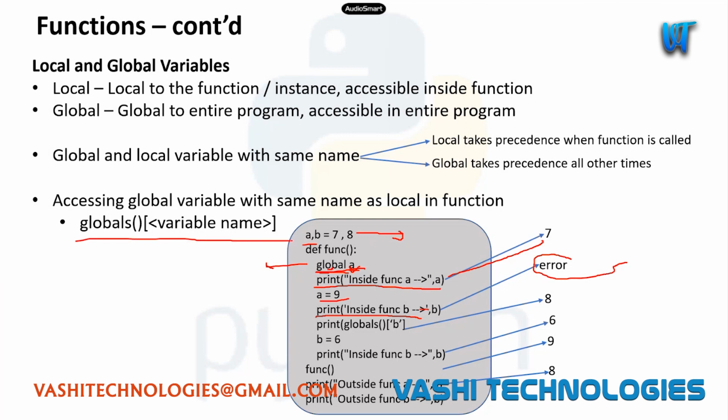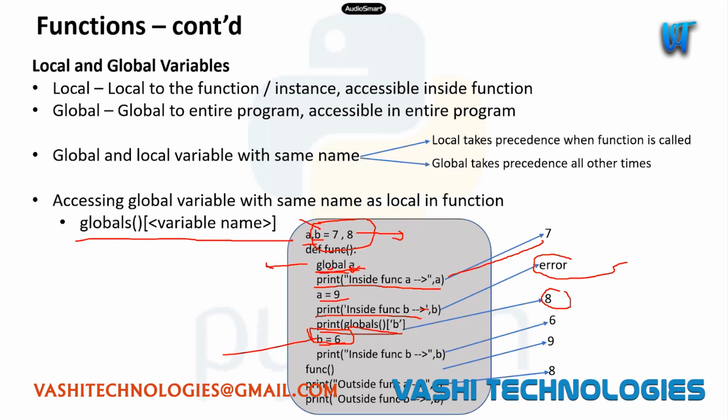And for accessing any global variable, you can use this syntax: globals of variable name. If you see here, I have this global variable and I'm trying to access it using globals of B. It will take this variable from the global namespace and give me the value of 8. And now B is equal to 6. I am assigning a new B equal to 6. So now this B is outside the function, this is global, and this B is inside the function, this is local to this function. This B is different from this B now.